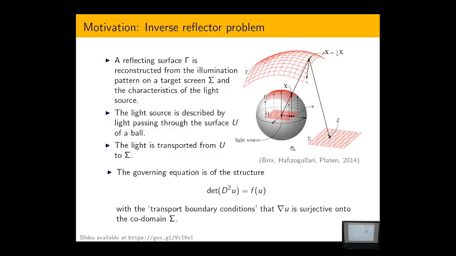Now, this function f here is terrible and it involves a lot of scalar products which come from the geometric description of this reflector. So this is the full problem, if you like. And now I have to make the admission that I look at the simplifications.